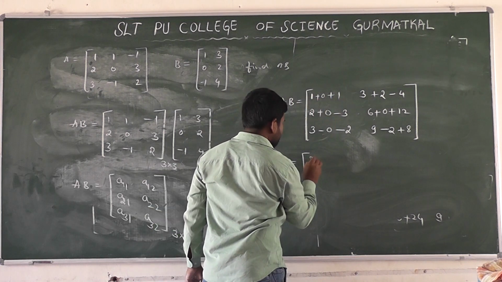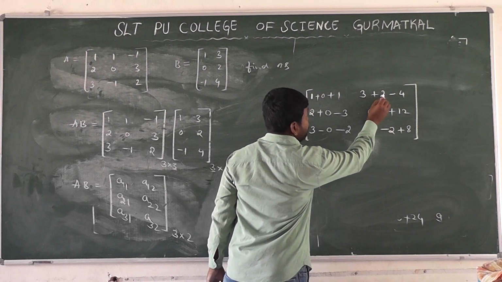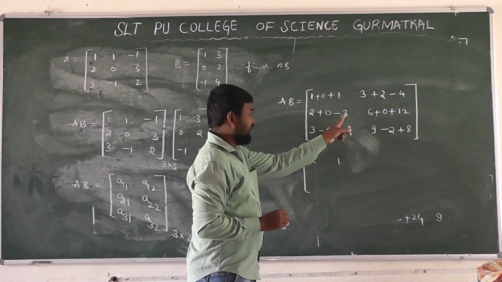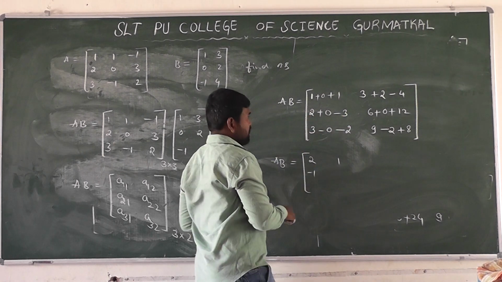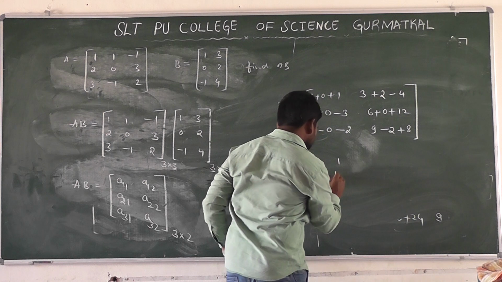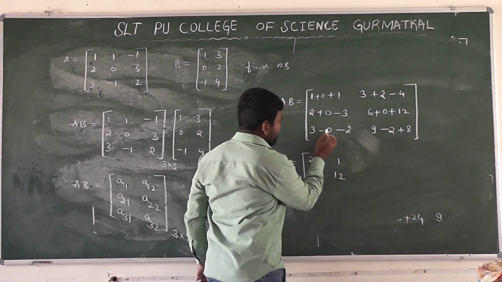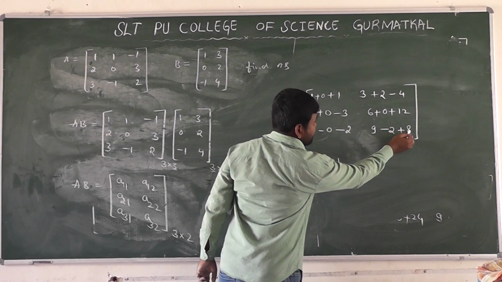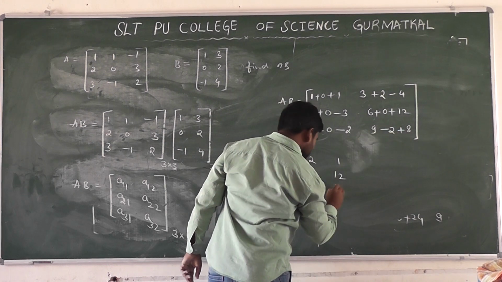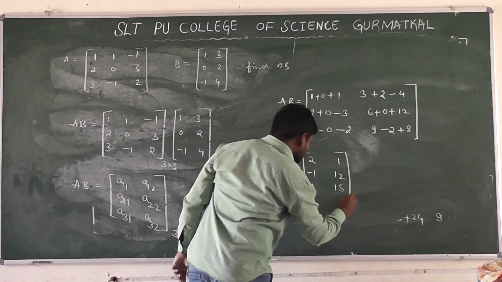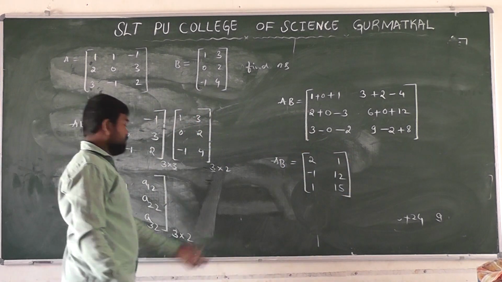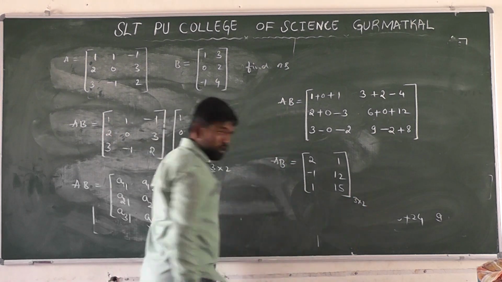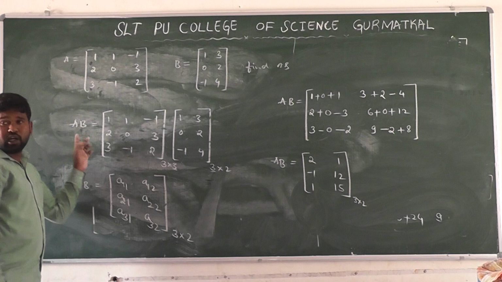1 plus 1 is 2. 3 plus 2 is 5. 5 minus 4 is 1. 2 minus 3 is minus 1. 6 plus 12 is 18. 3 minus 2 is 1. 9 plus 8 is 17. 17 minus 2 is 15. Right? What is the order of AB here? 3 cross 2. Right? In this way we have to multiply the two matrices.